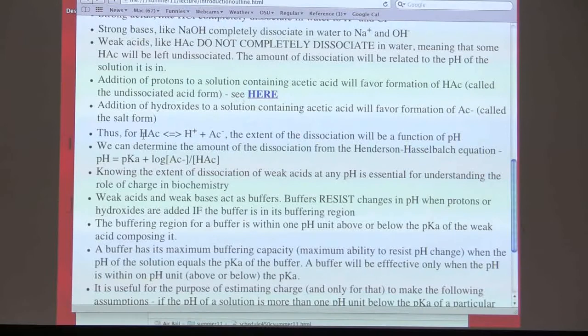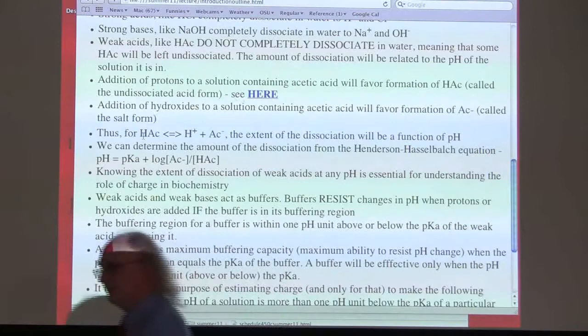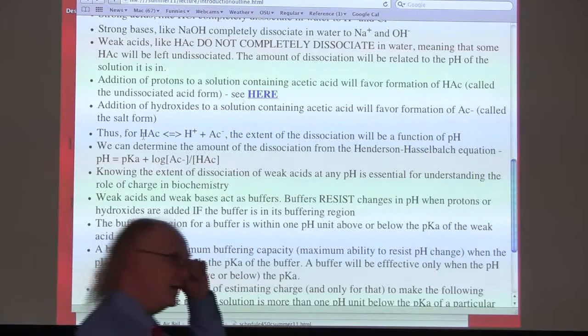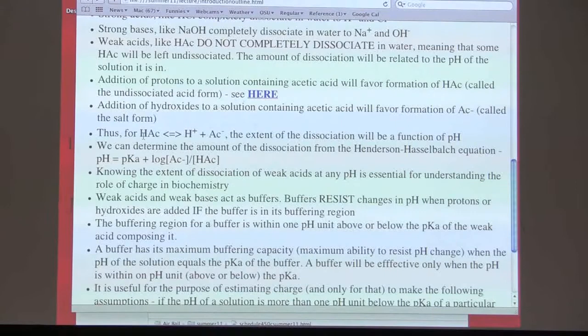The log of a number less than 1, which is what 400 over 600 is, is always negative. A negative number added to a positive number will create a smaller positive number. You didn't need to have a calculator to do that. If I'd gone the other way and I had 600 over 400, you would say, oh, the pH of that solution, therefore, must be more than 4.76 because the log of a number greater than 1 is a positive number. Okay, so we can learn practical aspects of these equations without having to crunch the numbers.